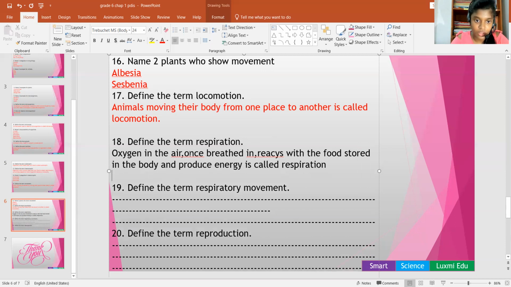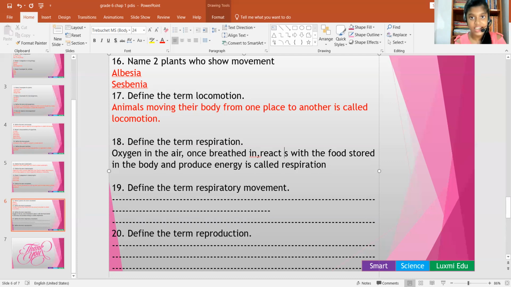Yes. So what does it mean? Yes. So oxygen in the air. In the air, we have plenty of gases, but the oxygen is the air which we breathe in. Okay. So oxygen in the air, once breathed in, okay, inhaling, it is called breathed in. Reacts mean which show any other chemical changes with the food stored in the body.